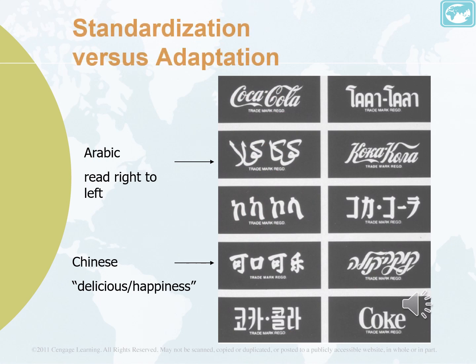Okay? Here are some examples of Coca-Cola's adaptation, right? Standardization versus adaptation. Coca-Cola has a standardized product, the original Coke, everywhere the same, right? But they have to adapt. They have different names in different countries. This is Coca-Cola in Arabic. It's read from right to left, right?